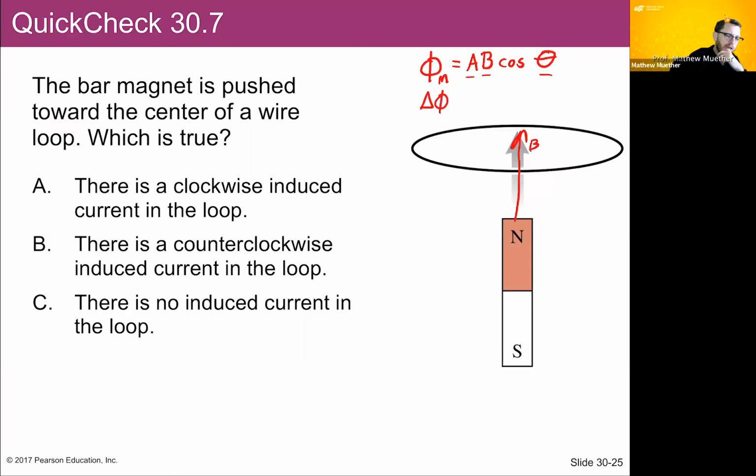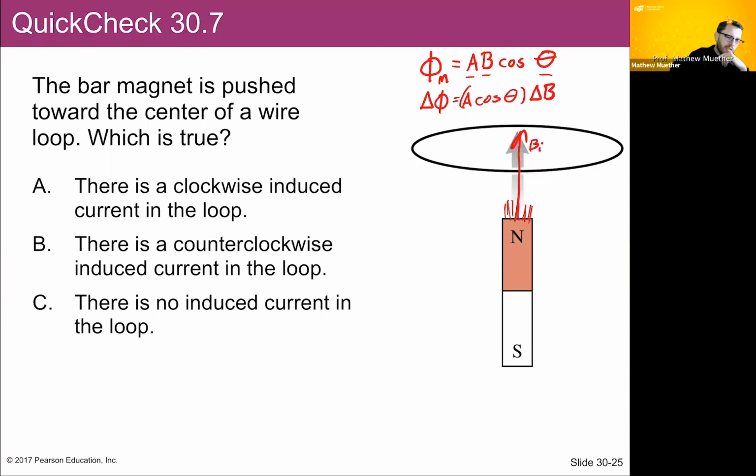Well, A is the flux window. That's not changing. That's fixed. The orientation of that loop to the field is not changing. So cosine theta is fixed. But the B field is changing, right? The strength of the magnetic field is higher close to the magnet, right? The field lines are all concentrated at that north side. So I get a stronger magnetic field as I bring that magnet closer to the loop. So the B field is changing. So there's a change in the magnetic field that's creating a change in the flux.